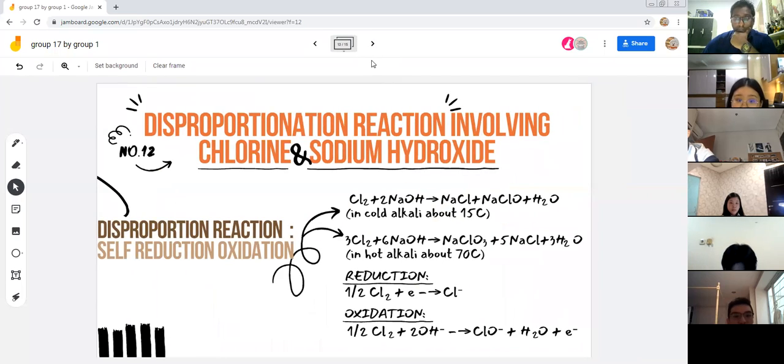Lastly, we're going to talk about disproportionation reaction, which simply means self-reduction oxidation. You can see here that chlorine is reduced and oxidized at the same time when reacted with sodium hydroxide in different conditions.